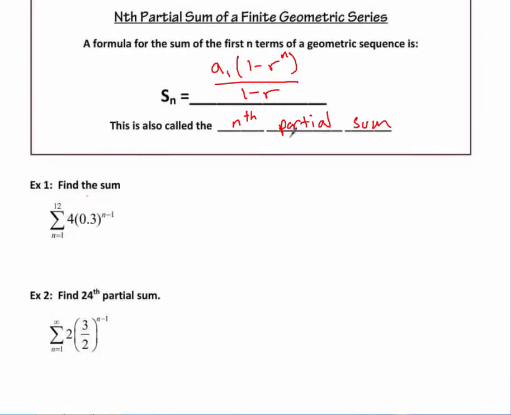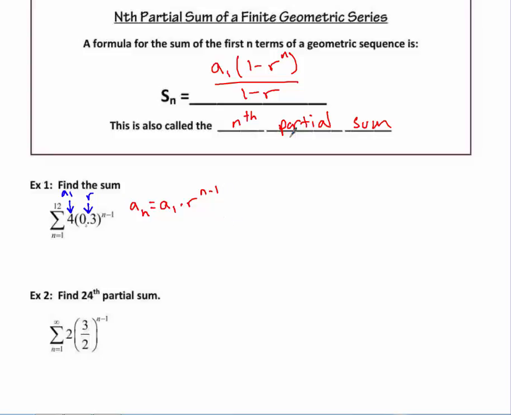Right, so here's our first example, find the sum. Now, it looks a little confusing at first, but once we write down what these things are, it's not going to be so bad. First, we want to look at this 4 times 0.3 to the n minus 1. Well, that is in the exact form of our geometric sequence formula. So remember that was a sub n equals a sub 1 times r to the n minus 1. So what you're looking at here is this 4 is the a sub 1. This 0.3 is the r, and the n minus 1 is n minus 1 from the formula.